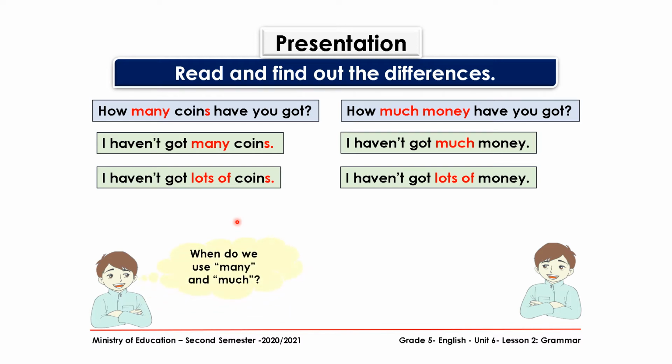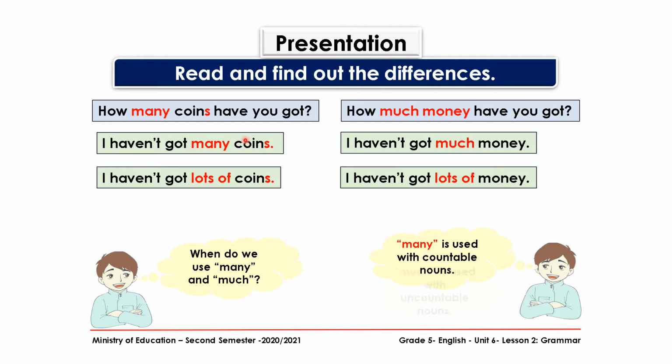Now, from these examples, we can notice that we used many with countable nouns. For example, how many coins, how many apples, how many pencils, and how many, for example, suitcases. And don't forget that we should put S. To answer this question, we used two different expressions. We used either many and with S, or we used lots of with S. Now let's move to the second question.